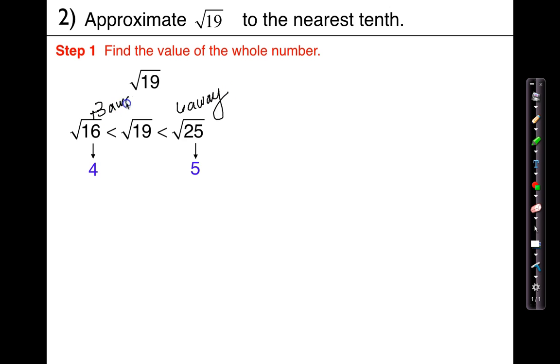Okay, so I would definitely say it's closer to 4, because this is only 3 away in comparison to this, which is 6 away. So basically all that means is on a number line from 4 to 5, it's closer to 4. So we might want to try numbers like 4.1, 4.2, 4.3, 4.4, etc.